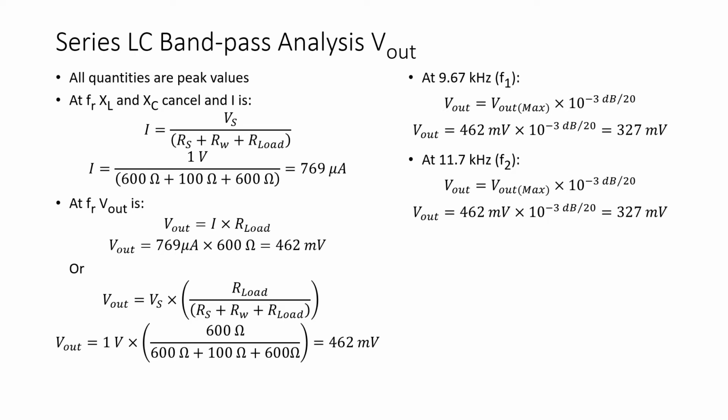Now at the lower cutoff frequency, 9.67 kilohertz, the output has dropped by 3 decibels. So the output voltage will be the maximum output voltage times 10 raised to the power of negative 3 divided by 20, or 327 millivolts. And likewise at the upper cutoff frequency, 11.7 kilohertz, the output has dropped to 327 millivolts.